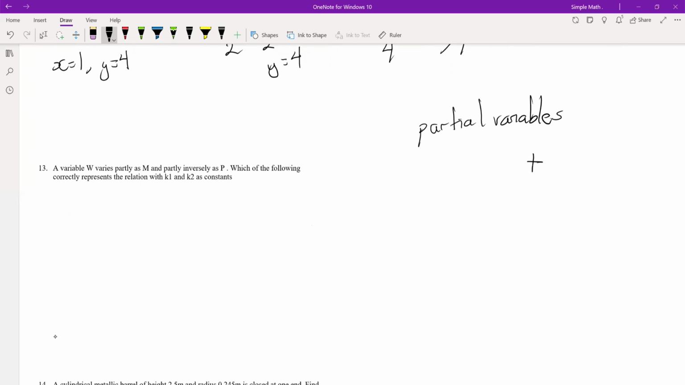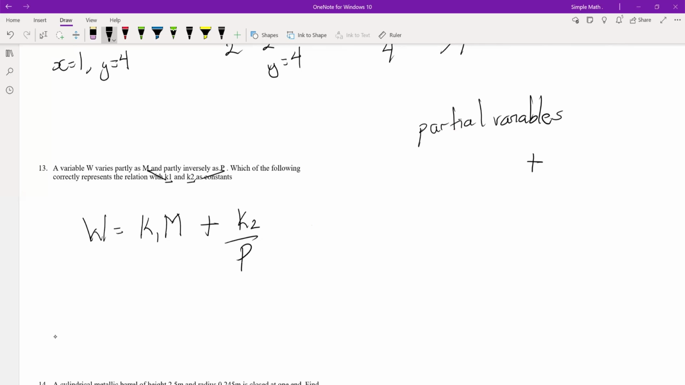Now, W varies partly as M, and partly inversely as P. So which of the following represents the relation with K1 and K2? I'll use K1 with M and K2 with P because I'm doing it in order. So W will be equal to K1M, because it's a direct relationship, although it's a part relationship, plus this one is inverse, so this will be K2 over P. And this is the relationship. This is all you have to do.